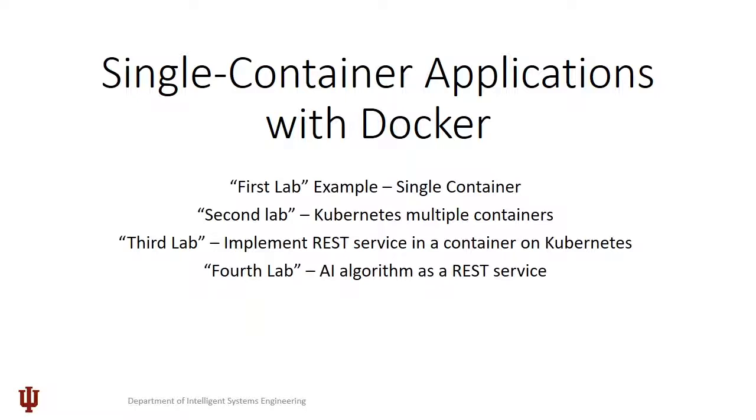So we will be doing in the Docker area a single container application with Docker, which is really our first example lab. We will, as a second, be looking into Kubernetes. As the third, we will be implementing a REST service. And as the fourth, we will be doing an AI algorithm in the E222 class. However, we will be focusing more on REST services in E524 and E616 to look into NIST examples rather than AI algorithms.